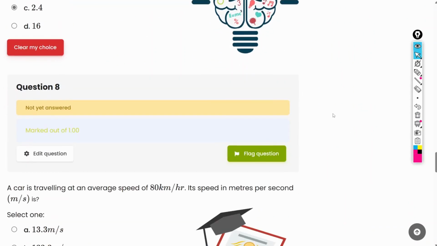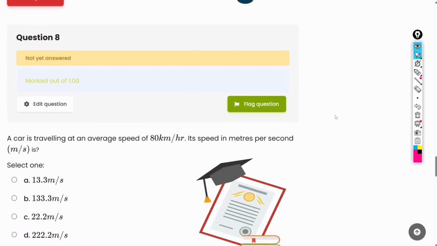All right, question 8. A car is traveling at an average speed of 80 kilometers per hour. Let's find the speed in meters per second. If you could just go back and watch the previous question, because I just taught a trick I use to convert units. I'll be doing the same thing here, but expanding on it, so it's a good idea if you have watched the one before this one. So we have 80 kilometers per hour.